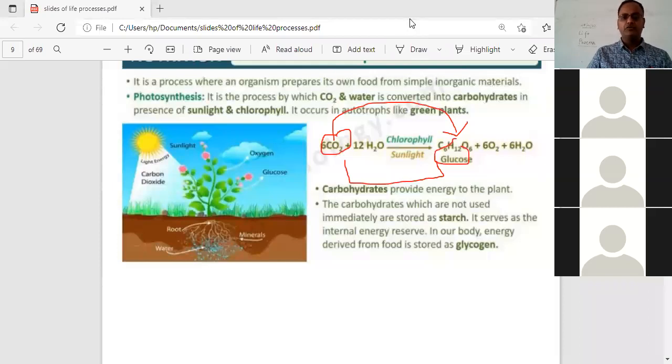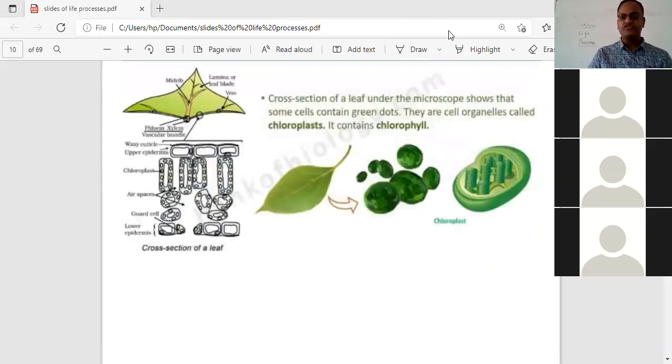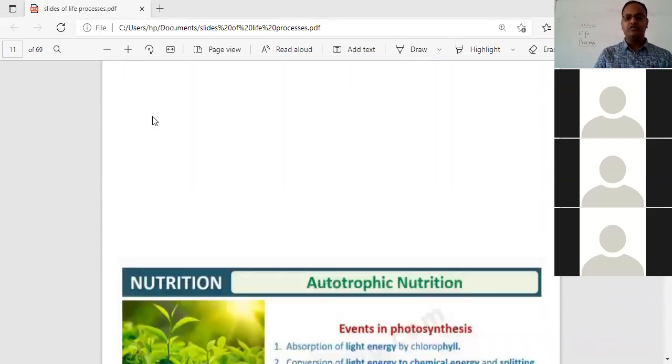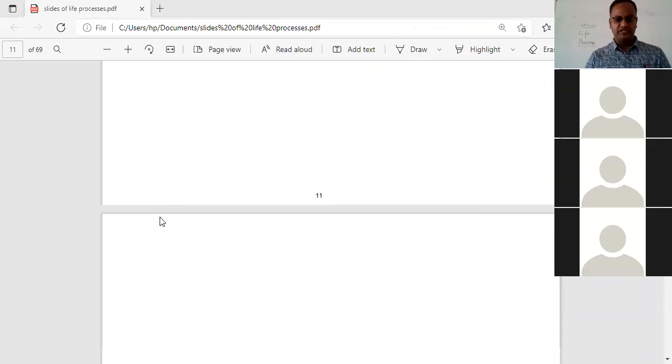Okay, so remember students, these three steps of the mechanism of photosynthesis are very important, because in the board examination it is asked also as a direct question: what are the three steps involved in the process of photosynthesis.